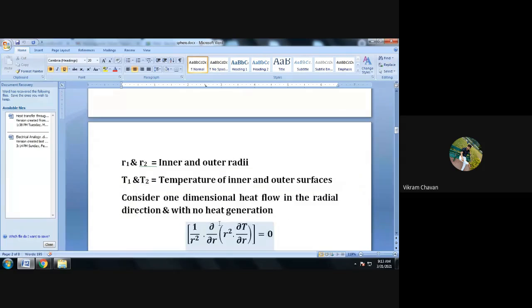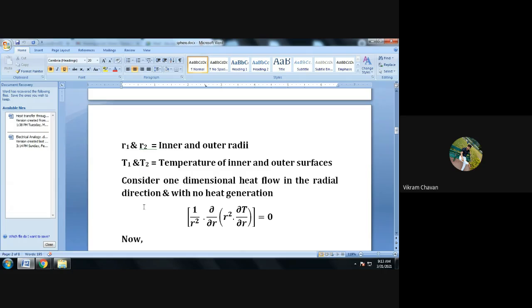Now we have to consider one-dimensional heat flow in the radial direction, with no heat generation. So we know that the particular equation in a spherical coordinate system is 1 upon r square multiplied by the partial differential with respect to r of the bracket r square multiplied by the partial differentiation of T with respect to r, bracket complete, is equal to 0.